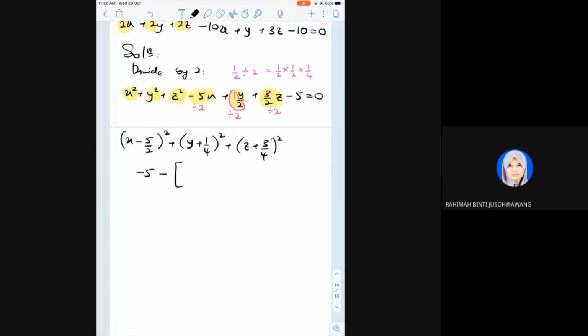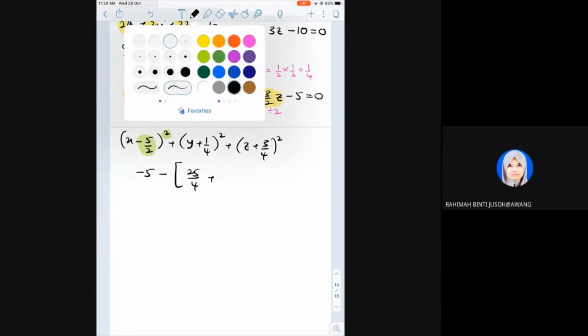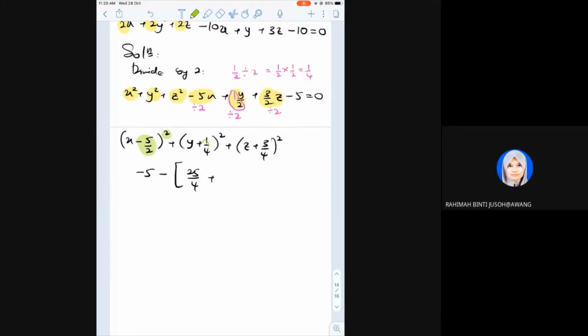Alright, now. Okay, negative 5 over 2 squared. Kuasa 2 kan dia. So 5 kuasa 2, 25 per 4. Tambah. Okay, 1 over 4 squared. So we will have 1 over 16. And then plus 3 over 4 squared. So we will have 9 over 16 equals to 0.